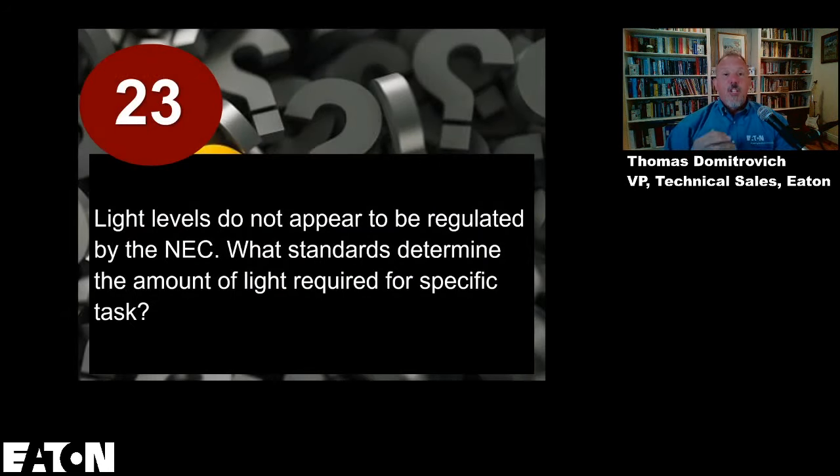All right, let's go to question number 23. We only got 3 more to go: 23, 24, 25, 3 more. So light levels do not appear to be regulated by the NEC. What standards determine the amount of light required for specific tasks?